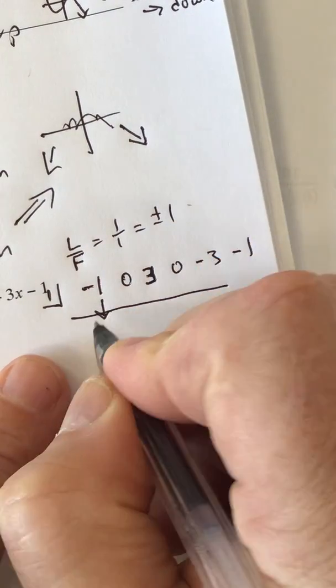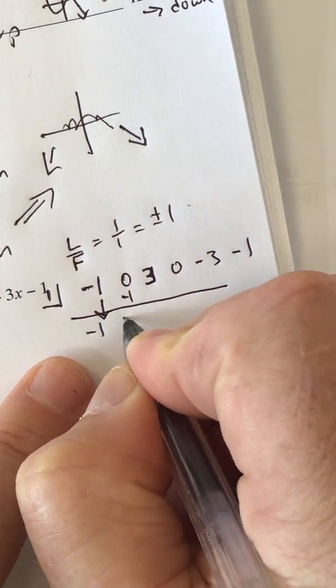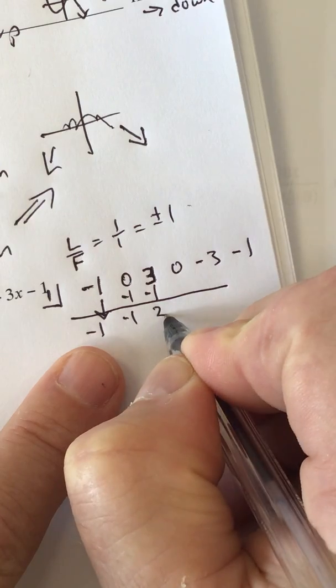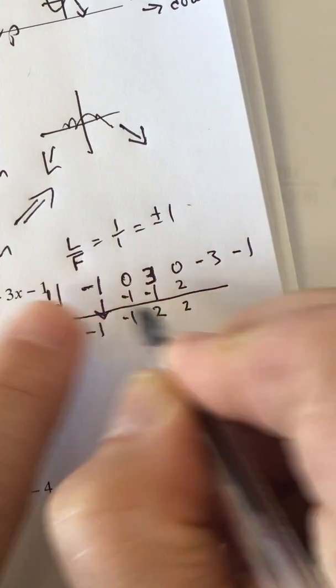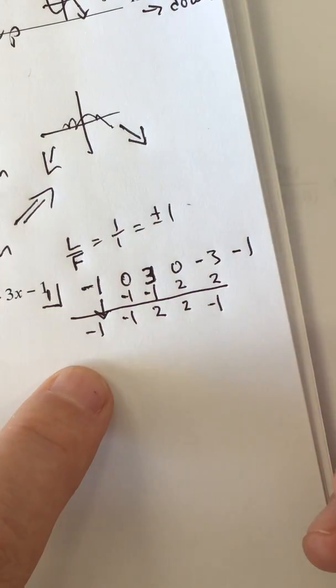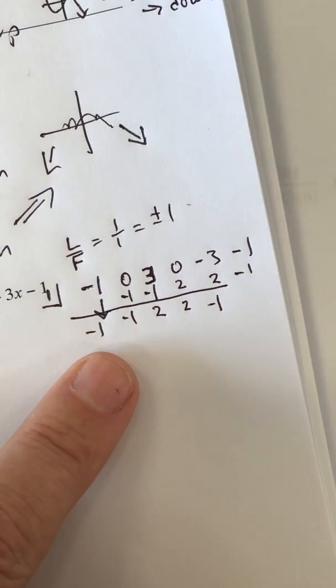Okay, let's see what we have here. Drop the negative 1. 1 times negative 1 is negative 1, add. 1 times negative 1 is negative 1, add. 1 times 2 is 2, add. 1 times 2 is 2, add. 1 times negative 1 is negative 1, did not make it.